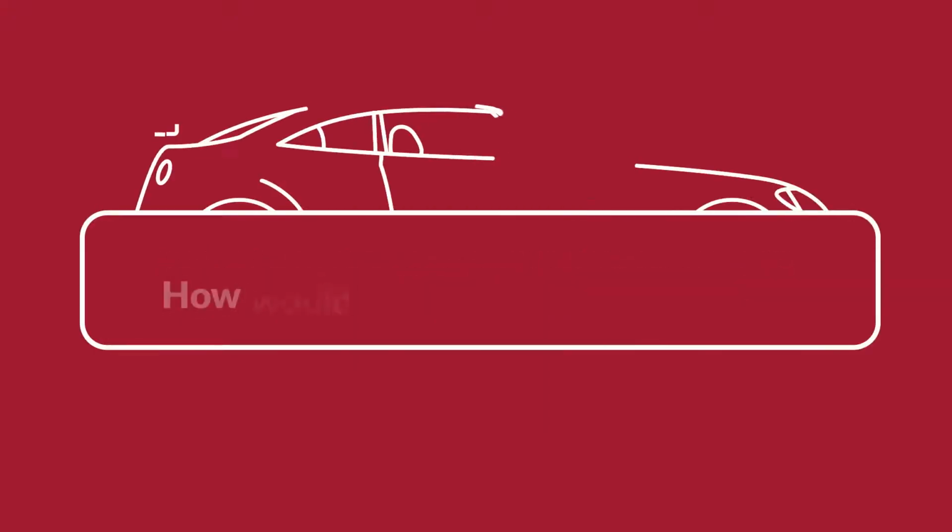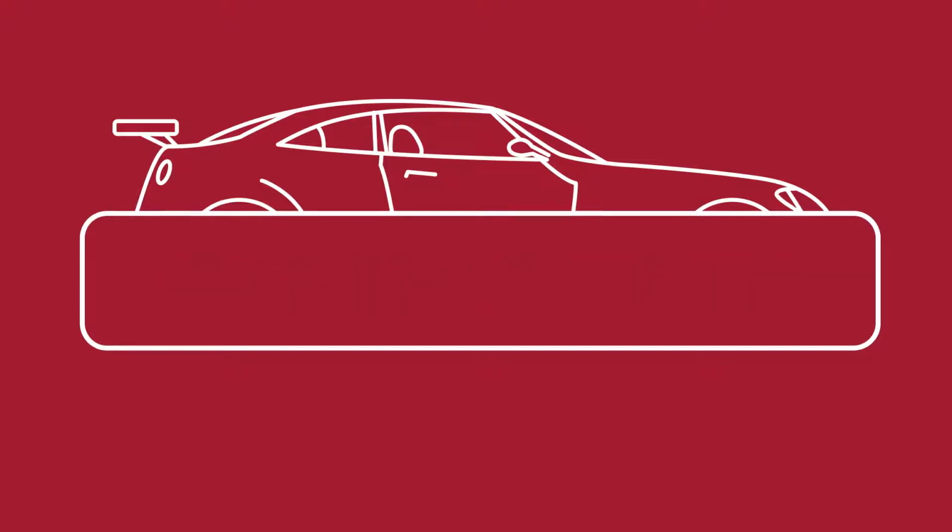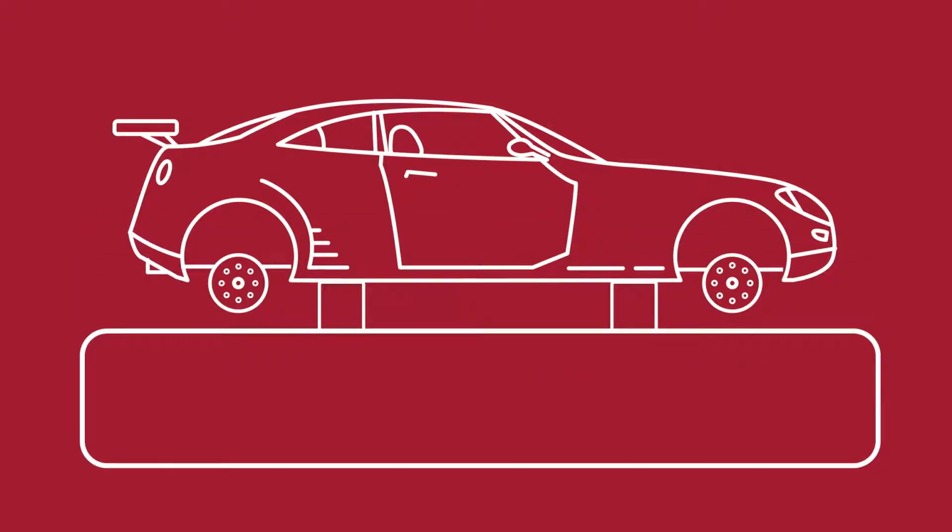Let's say we want to make this car go faster. Take a second to think of ways we might do that. Did you think of making it lighter, adding a more powerful engine, maybe a new set of racing tires? Take a look at the rest of the picture. Would any of your ideas have worked?